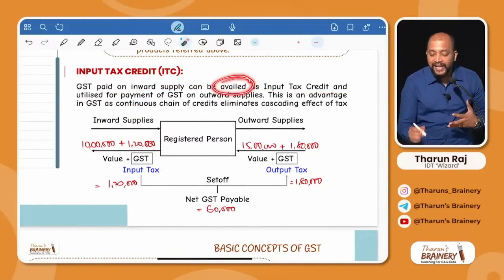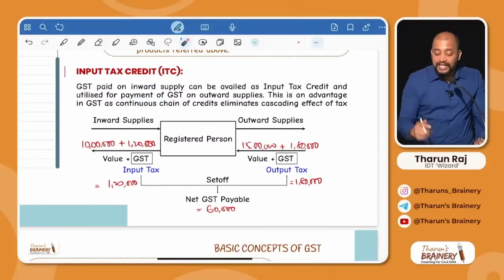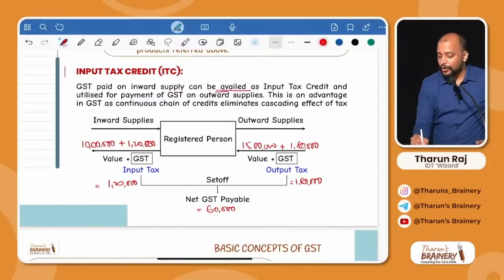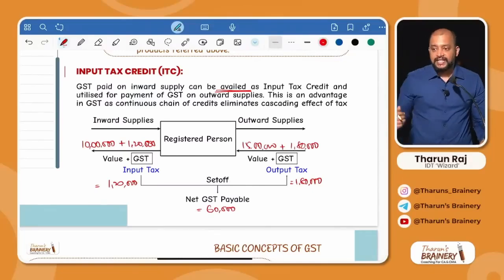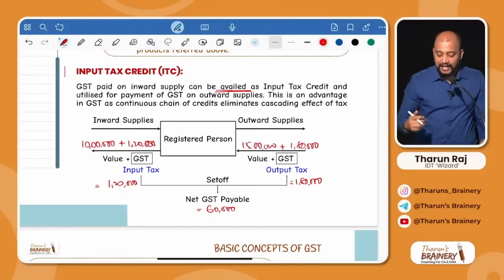What is the meaning of availed? Availed means taking credit. Taking credit is known as availed as credit. These are all some legal terms. Ensure that you are reproducing the same term. Don't use the words taken ITC or set off ITC, like that, don't use. Availed ITC. Availed ITC means taking credit.